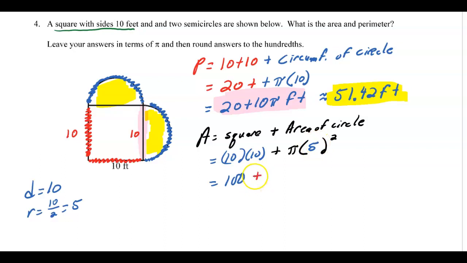Doing that, I'll get 100 plus 25 pi square feet, and that's the SAT answer. And then I'll type this in my calculator to get the decimal. So this is approximately 178.54 square feet.